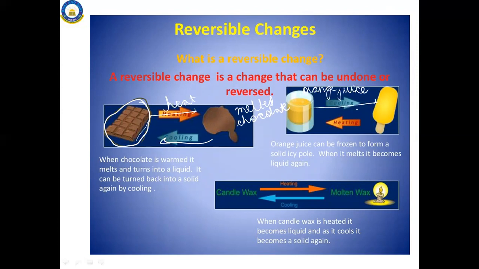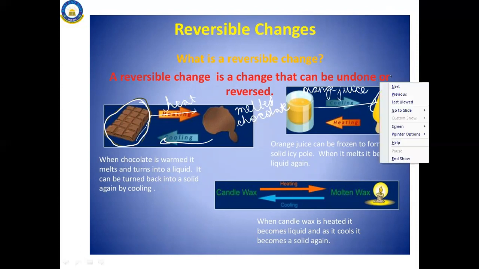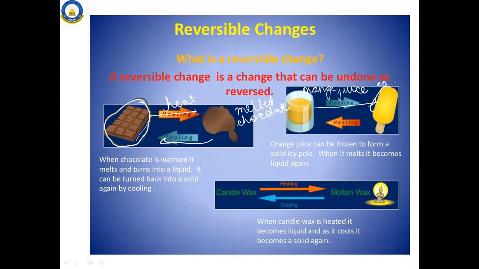Once you cool this, it will form candy. Here you can see the candy, and once you heat this candy, it will form orange juice again. And here is one more example, candle wax. When it is heated, it will form molten wax. Again, when this molten wax is cooled, it will form the candle wax. So these are the examples of reversible change.